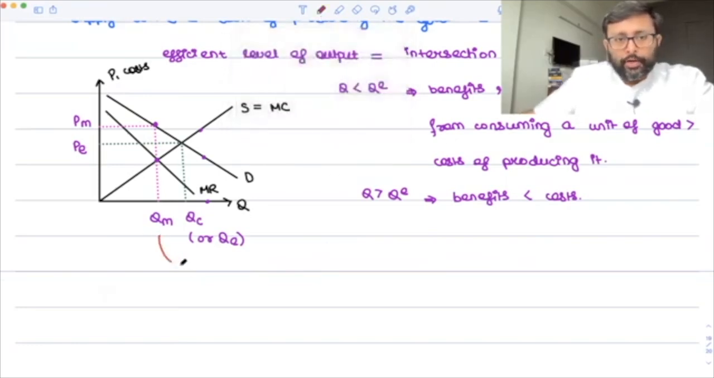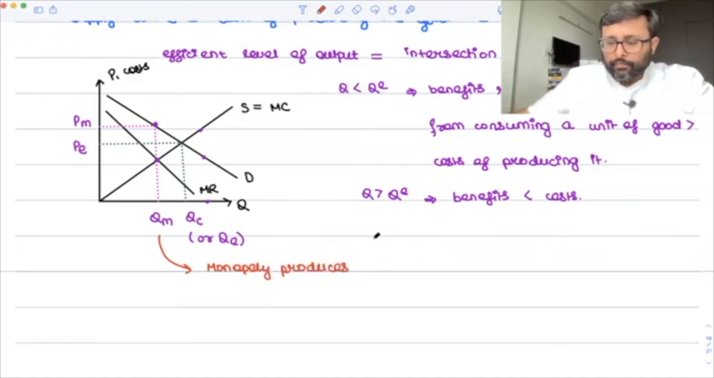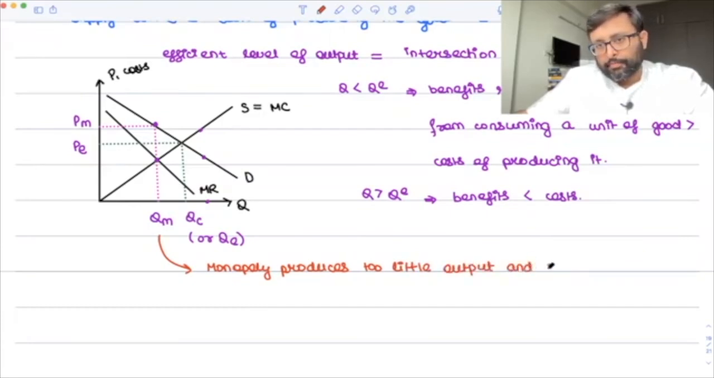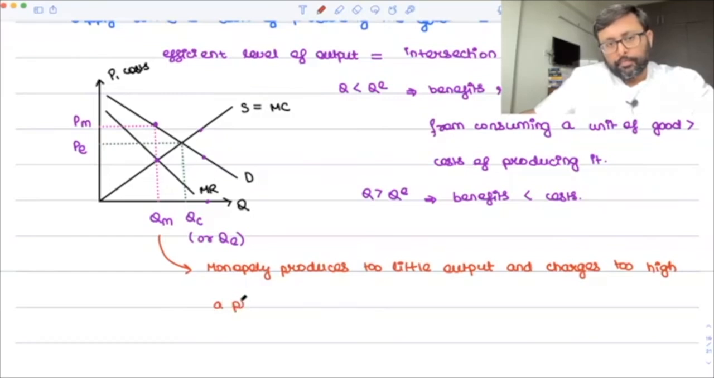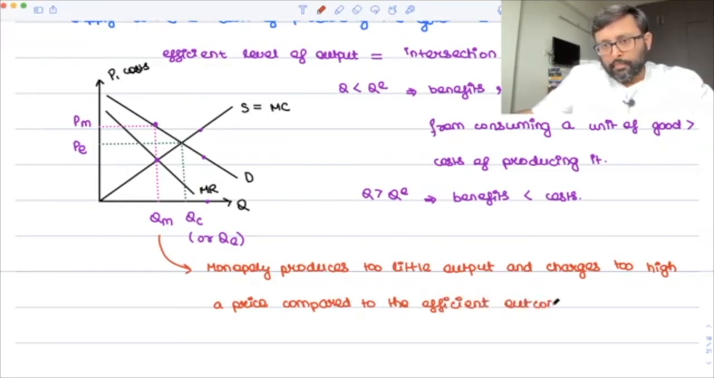So you look at this particular point, that is, you might write that monopoly produces too little output, and charges too high a price compared to the efficient output.